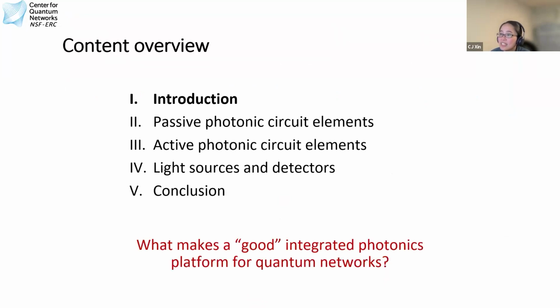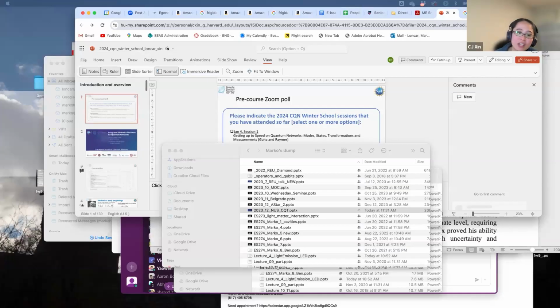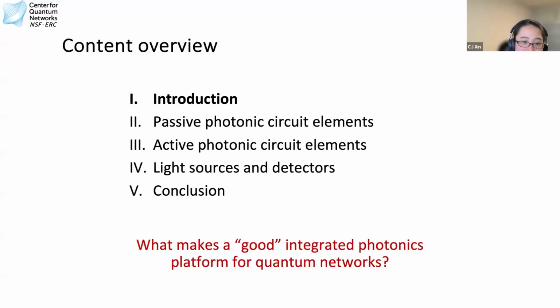Yeah. So that was the end of the introduction, and for the next part, I'll turn it over to Marko for a quick blast through passive and active photonic circuit elements that are generally classical in nature, but as Marko alluded to previously in the talk, for a quantum network, you need all of these elements to function with incredibly high performance. So I think Marko is sharing the screen now.